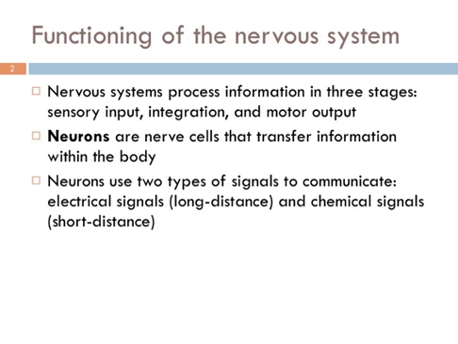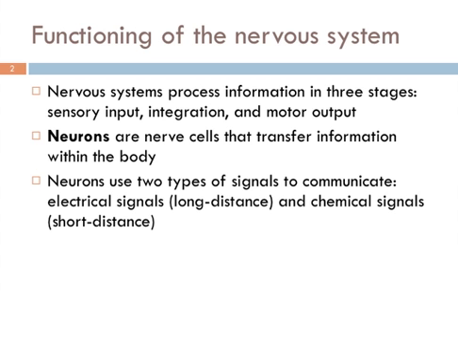In this presentation, we'll take a look at the cells that make up the nervous system and how they communicate with one another. Nervous systems, whether they're in higher organisms like humans or lower organisms like insects, for example, all share the same function. Their function is to process information, and they do that in three stages.